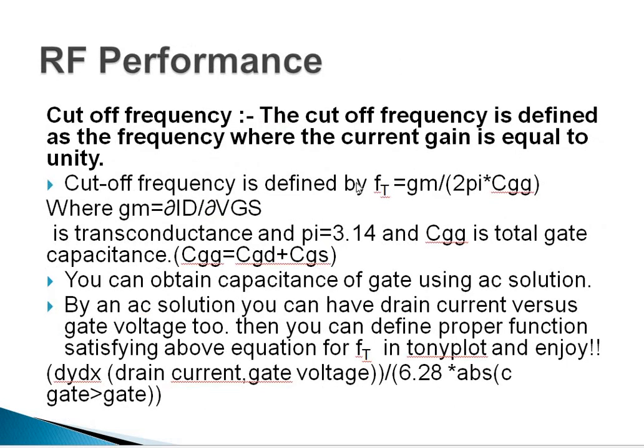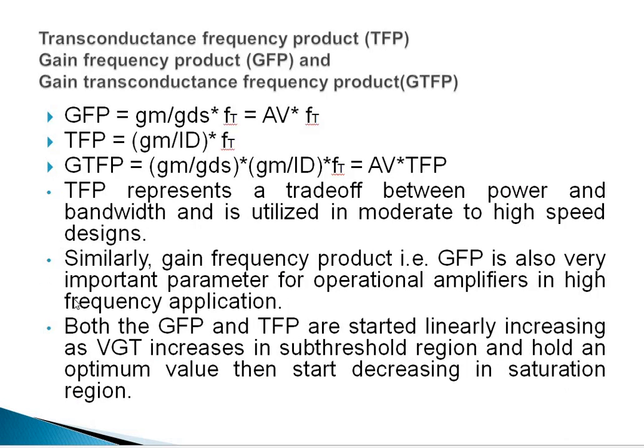Next is the cutoff frequency. To find out the value of cutoff frequency, we have to find out GM. We know the value of pi 3.14, and the value of the gate capacitance you will find out by simply adding AC frequency is equal to 1 megahertz into the code. You will find out the value of CGD and CGS. By adding these two values, you will get the total gate capacitance. For finding the value of GFP, GM by GDS is equal to intrinsic gain.